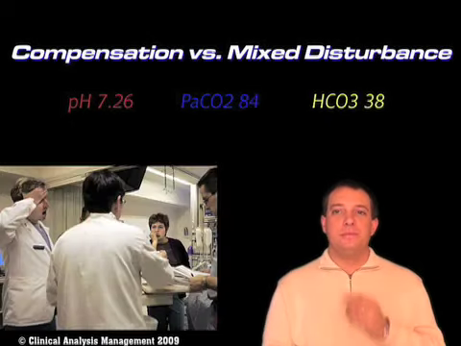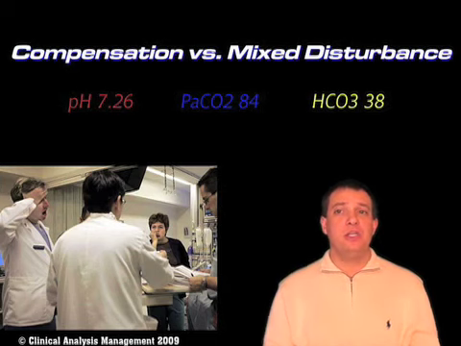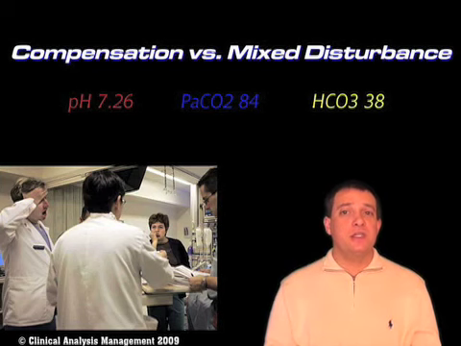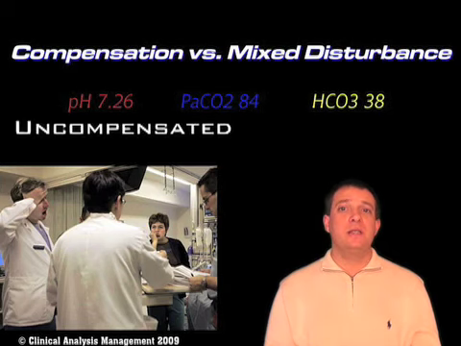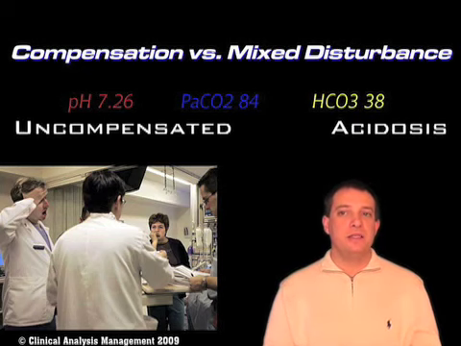Okay, let's look at another one. What about when we've got 7.26, a CO2 of 84, and a bicarb of 38? Okay, so 7.26, is that within normal limits? No, so we've got to interpret the ABG. So when we look at 7.26, the first name would be uncompensated because it doesn't sit between 7.35 and 7.45. And the last name would be acidosis because it's less than 7.4. So we've already got our first name and last name. We know this is an uncompensated acidosis.